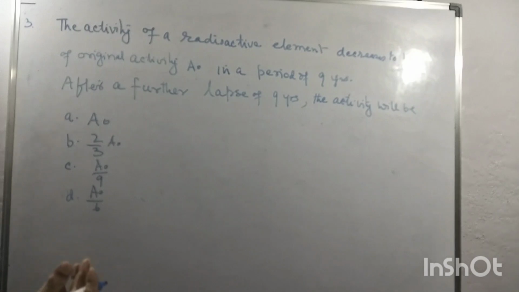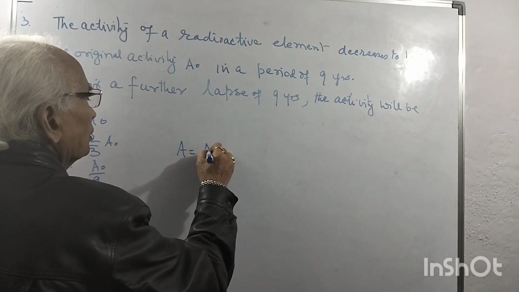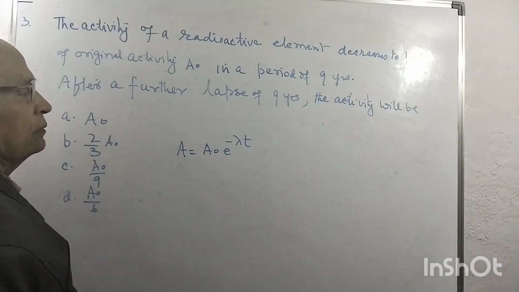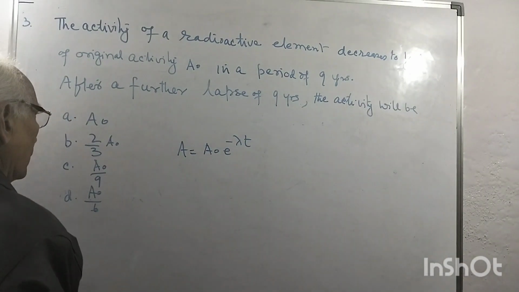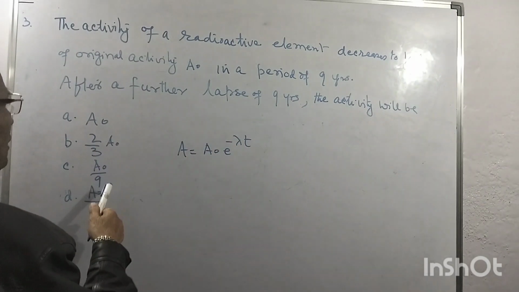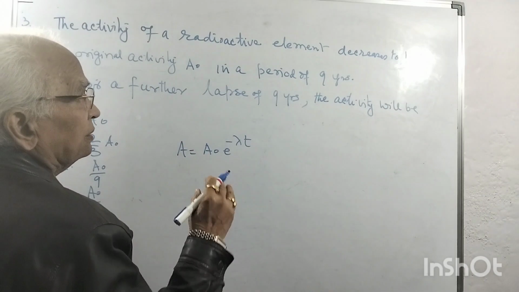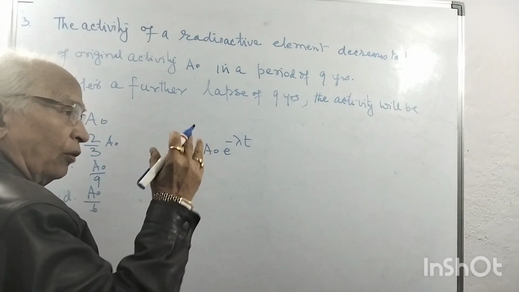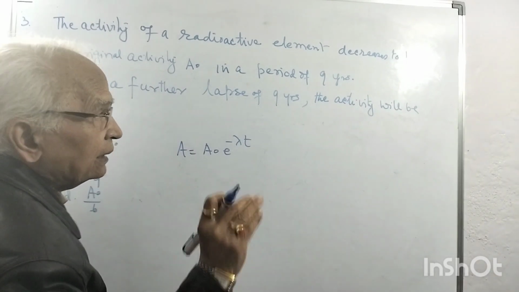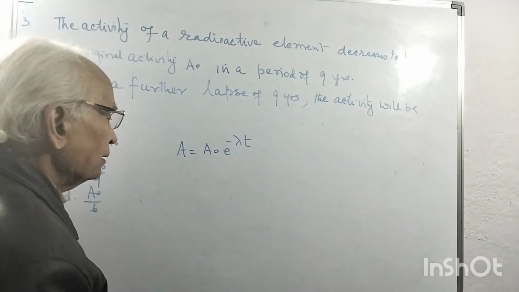So either you get it by the equation A is equal to A naught e to the power minus lambda t, which is possible, or you guess that in 9 years it becomes 1/3. So after 9 years more, it becomes 1/3 of A naught by 3. Further 9 years it will become 1/3 further.